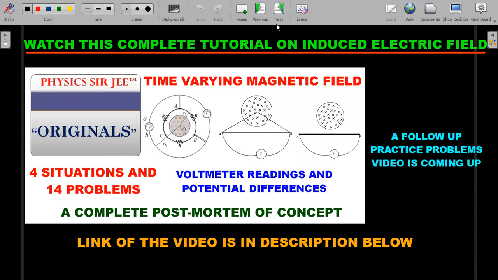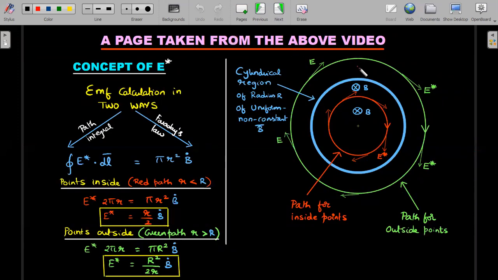So assuming that you have done that, I'm taking a page out of that particular video. This was one of the pages in that video at the start, where I calculated the E star. E star is the symbol I use for induced electric field. So assuming this blue colored structure, can you see on the right side? Carefully observe that blue colored structure is that cylindrical region in which magnetic field is varying with time. And because of this particular varying magnetic field, there is an E star that would be developed.